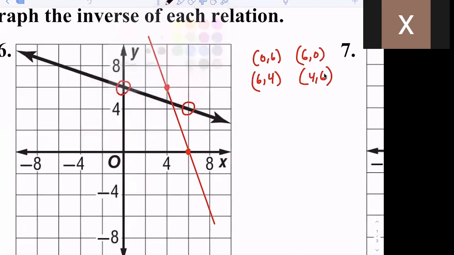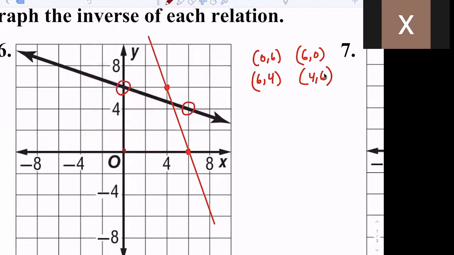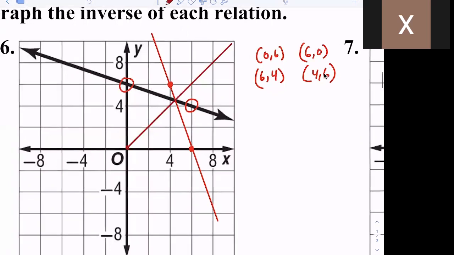If I graph y equals x, it is going to start at the origin with a slope of 1, and it's going to go up through here, and down through here. And what you're supposed to realize is that they are symmetrical. In other words, if I were to take the original line and the new line, and fold it on that line, then the other line appears.